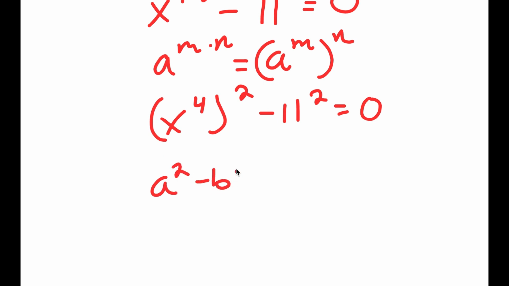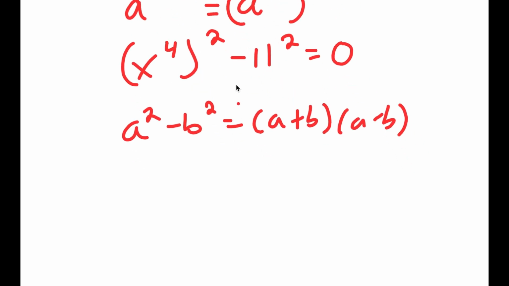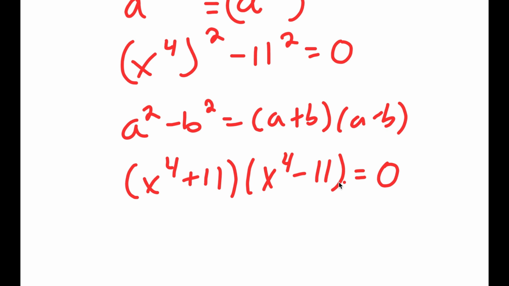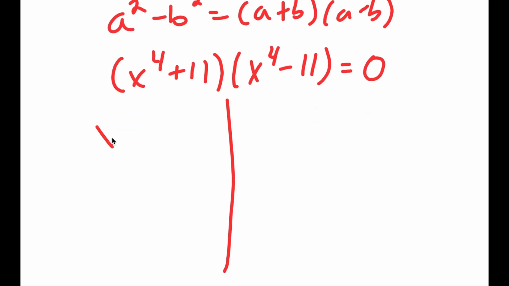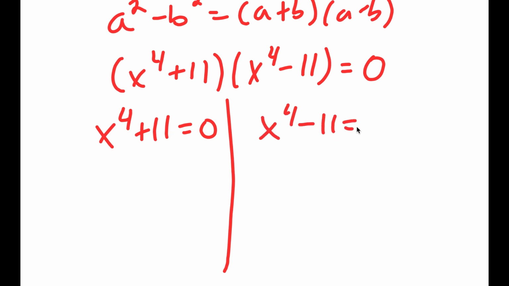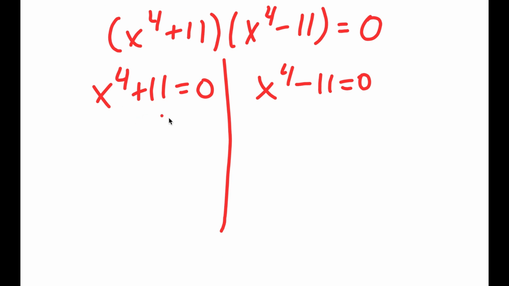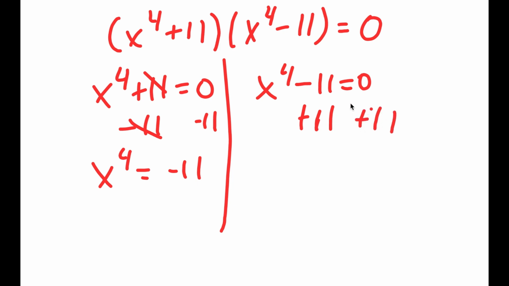Now if I have something in the form a squared minus b squared, this is equal to a plus b times a minus b. So in this case, this is going to equal x to the power of 4 plus 11 times x to the power of 4 minus 11 is equal to 0. Now this means x to the power of 4 plus 11 equals 0, and x to the power of 4 minus 11 equals 0. So for x to the power of 4 plus 11 equals 0, I subtract 11 on both sides, and I get x to the power of 4 is equal to negative 11. And for x to the power of 4 minus 11 equals 0, I can add 11 on both sides. I get x to the power of 4 is equal to 11.